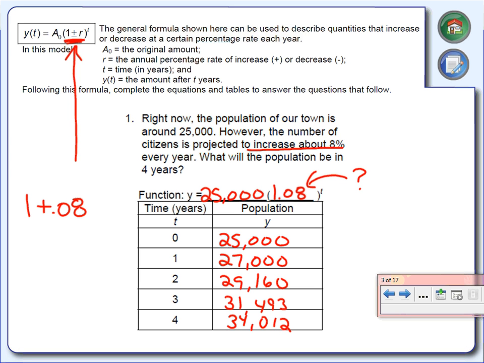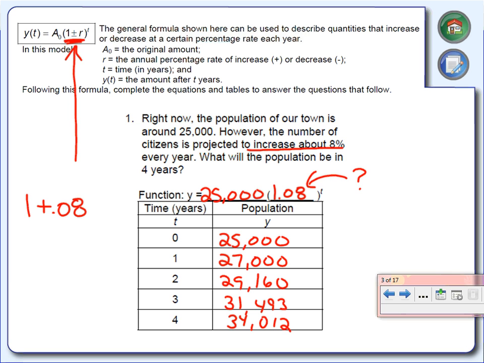This is what the table should look like on your calculator. So what is it that we just found out? We just found out that the population of this town, after 4 years, is going to reach 34,012 people. That's assuming that it increases at 8% every year. If it does that, the population should reach 34,012.